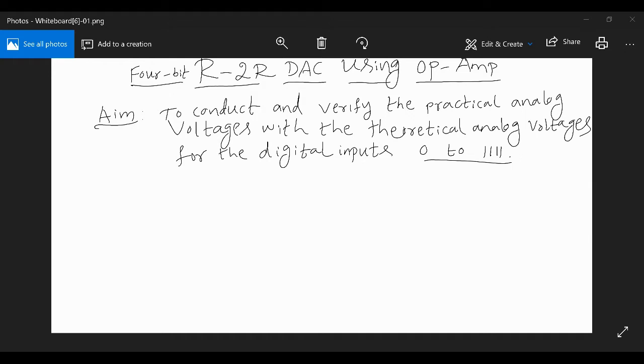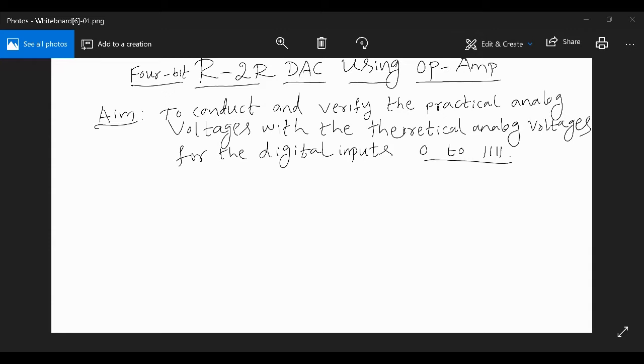What is the drawback of weighted resistor type DAC? As the number of bits increases, we have to use different weights for the resistors. That means different values of resistors we have to use. Those different values may not be available with the standard values. Therefore, it's very difficult to get accurate analog outputs in the case of weighted resistor type DAC.